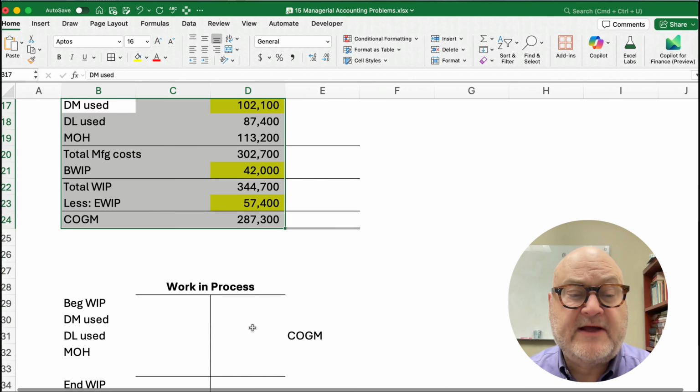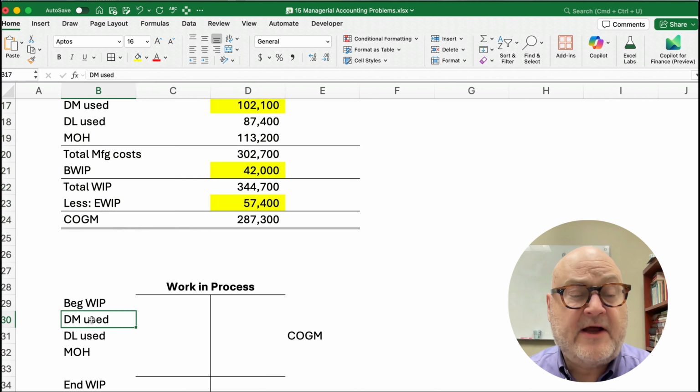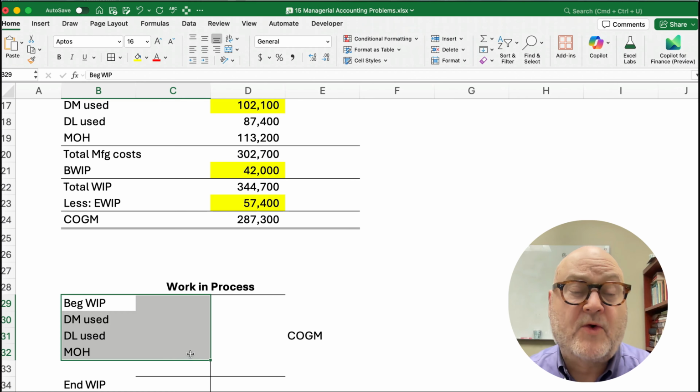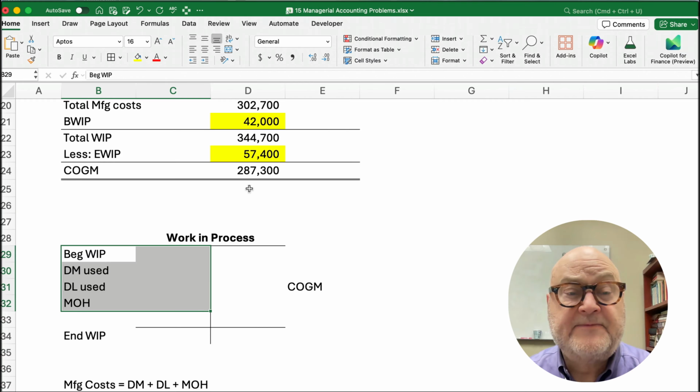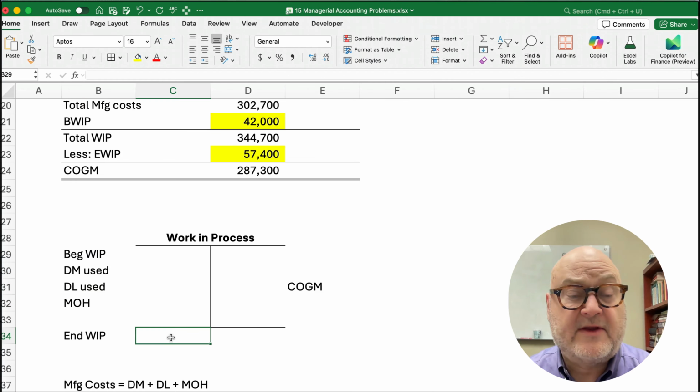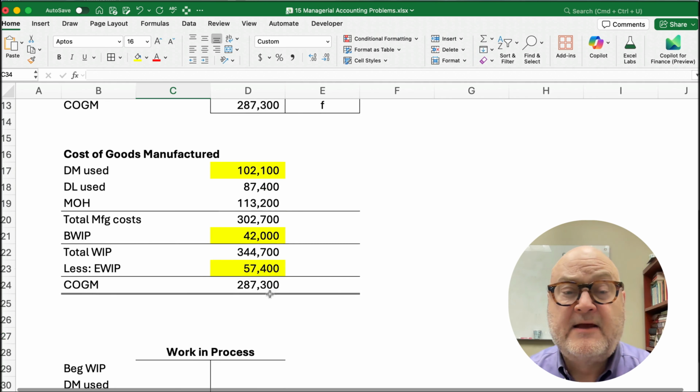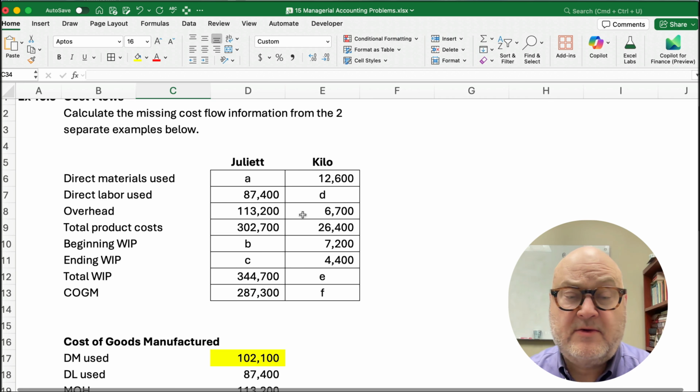You certainly can start plugging in, and you need to know that these three equal total product cost, and these four equal total work in process. But it all works out where we have the same information, and the ending work in process will be one of the numbers that you calculate. All right, let's do the next one, the Kilo.